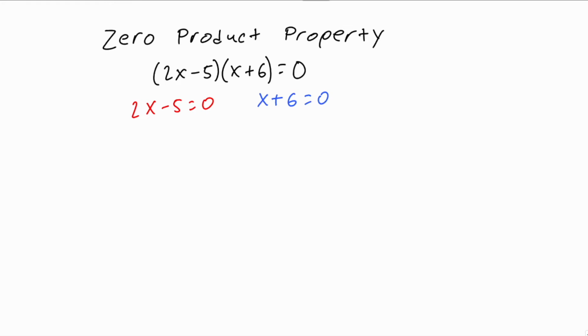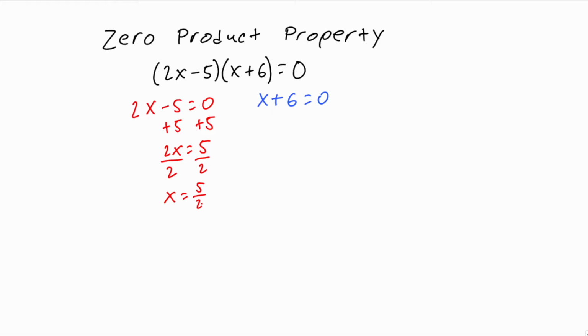And in the first one, solve it like you normally would. Add 5 to both sides. 2x equals 5. Divide by 2. And x equals 5 over 2. If you want to change that to 2.5, that's perfectly fine. I like keeping them in fraction form, but I will take either answer.